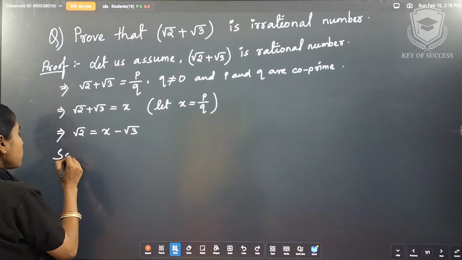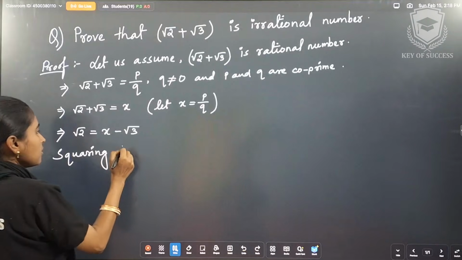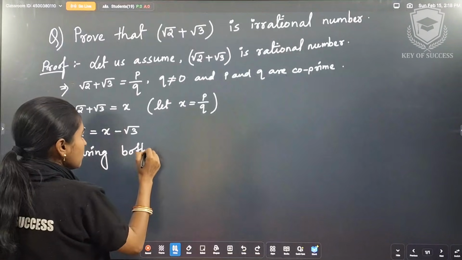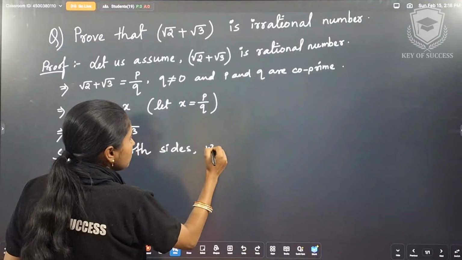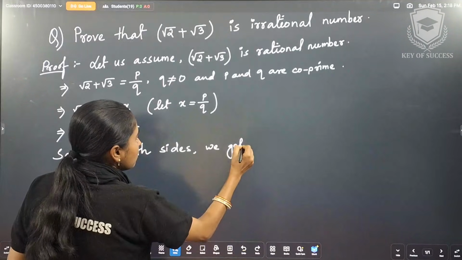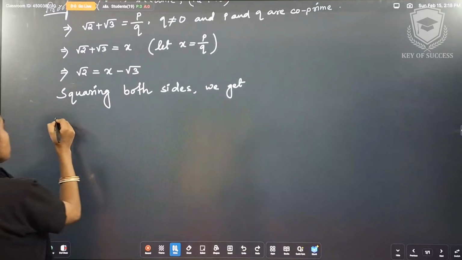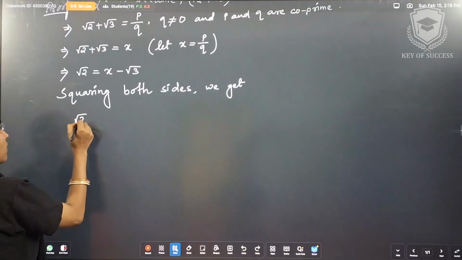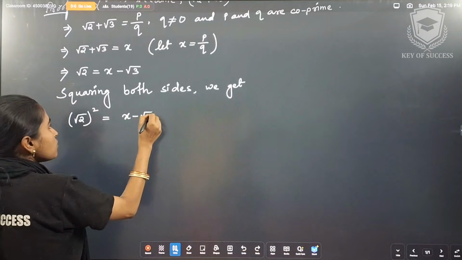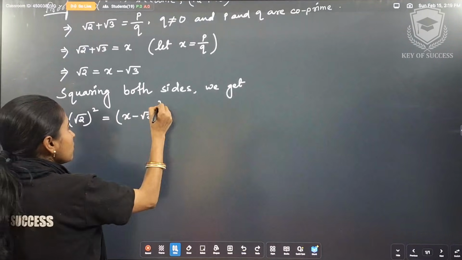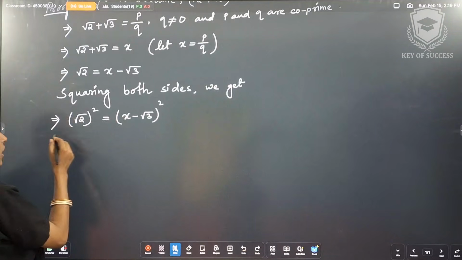Now what will we do? Squaring both sides. We get, now we have to square, then what will we get? Root 2 square equals x minus root 3 whole square. Easy. Now after that what will we do? We have to calculate the square.